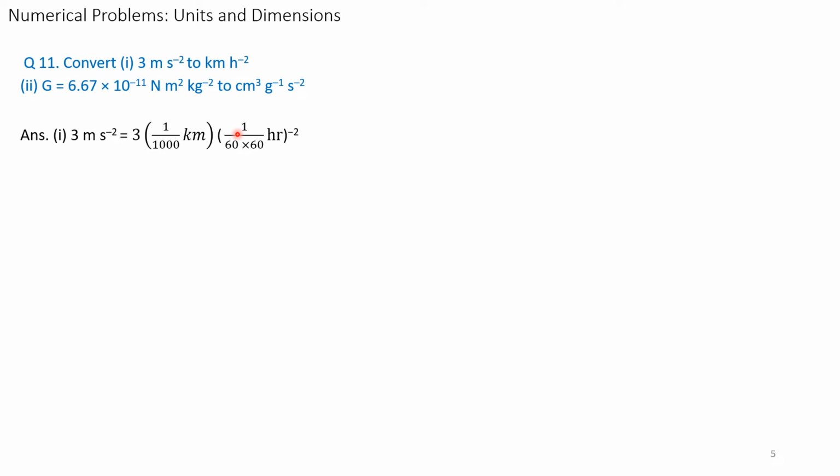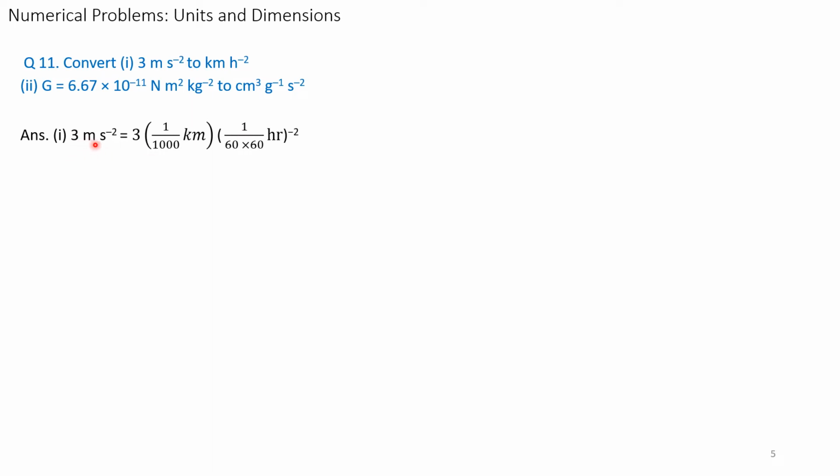Question number 11. Convert 3 meters per second square to kilometers per hour square. Part 2 is given G is equal to 6.67 into 10 to the power of minus 11 newtons meter square per kg square to centimeter cube per gram per second square. So there are two parts in this question. Let us take part 1.